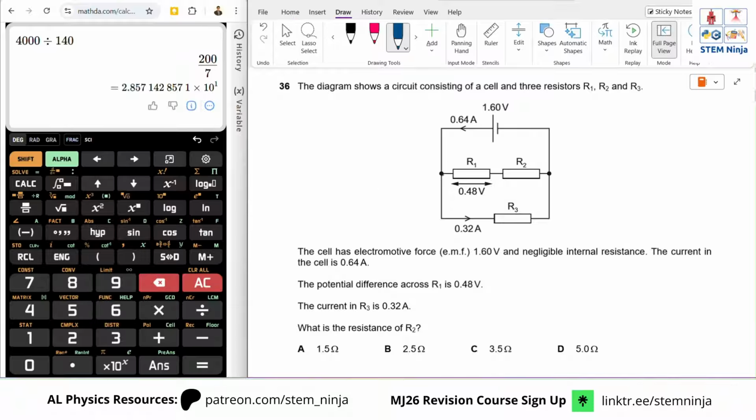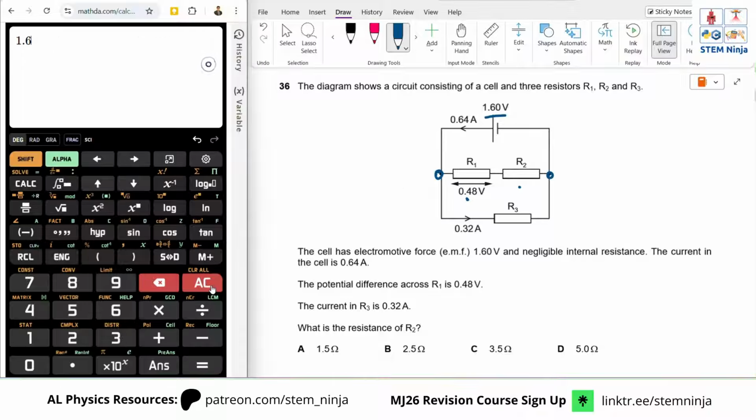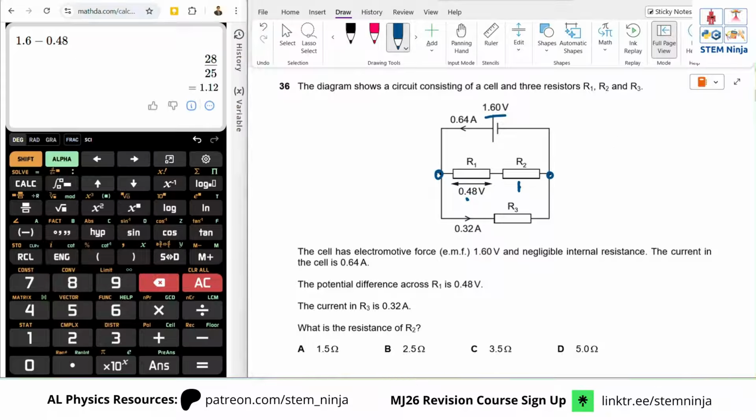Okay, so you see the potential difference across this entire thing is 1.6. So if potential difference across R1 is this, we can easily find out. So 1.6 minus 0.48, so 1.12 volts is the VR2. 1.12 volts.